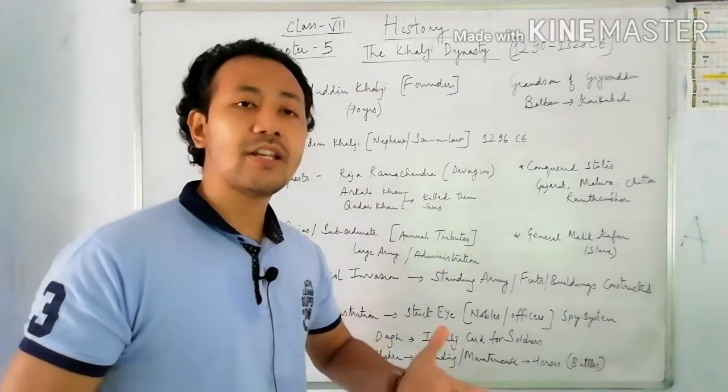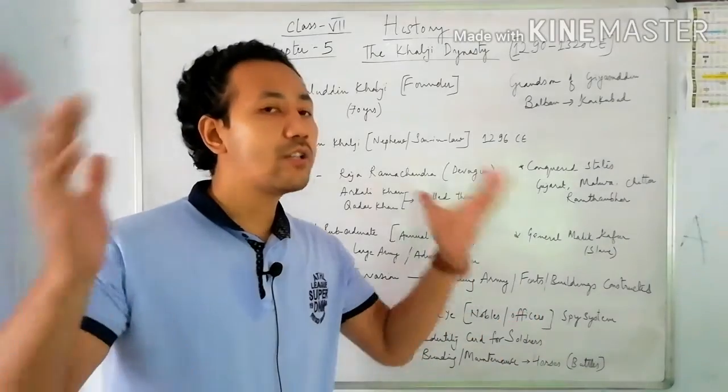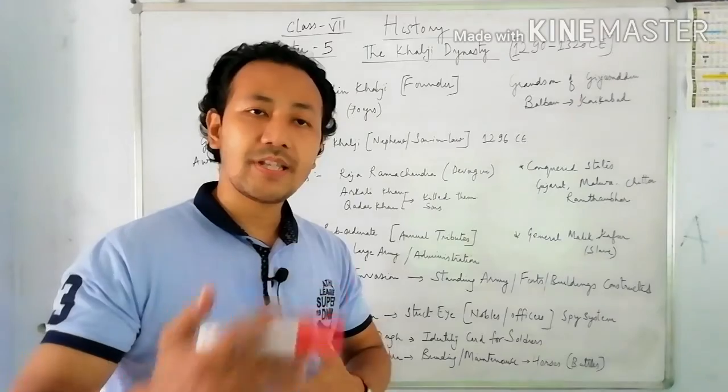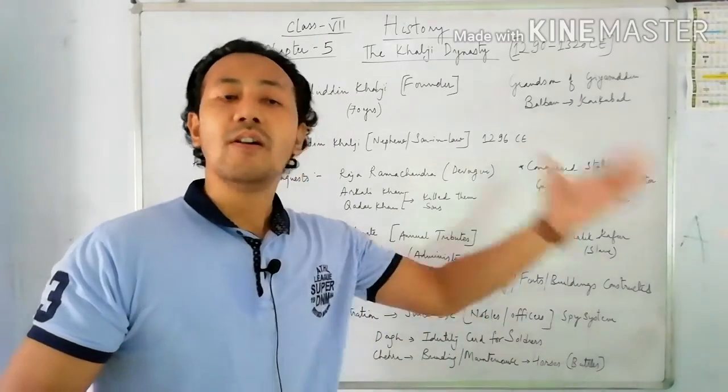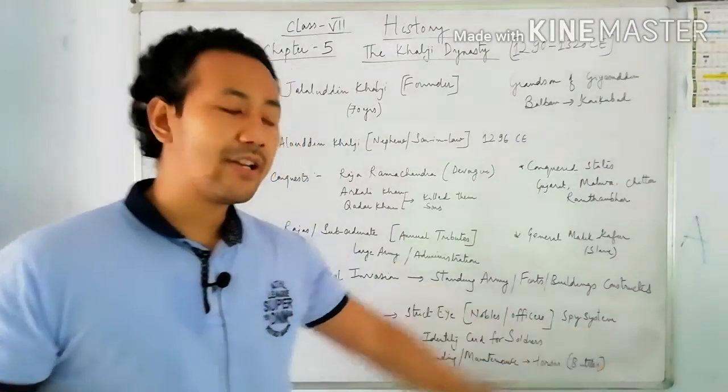After that, he also introduced a spy system, where he could get lots of information about the kingdom, about the people, what kind of conspiracy was going on against him, or even about the Mongol invasion. And so for that, a spy system was created by him.